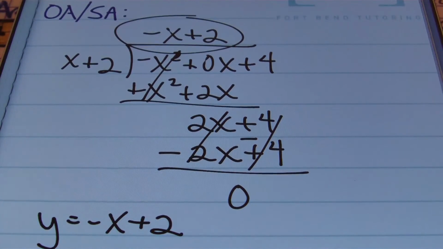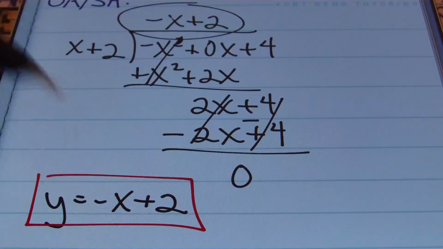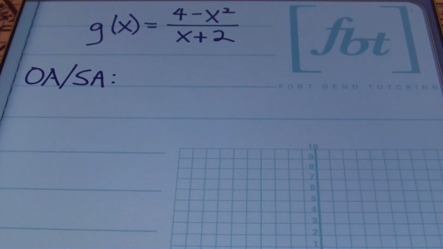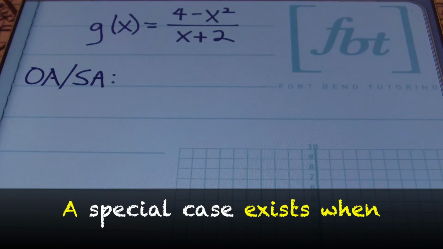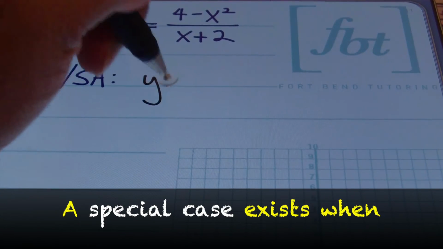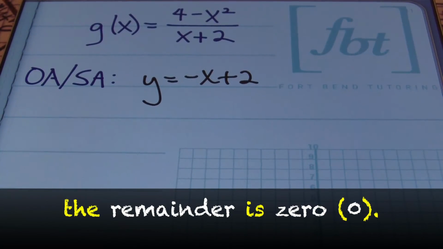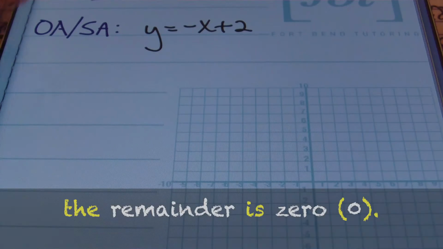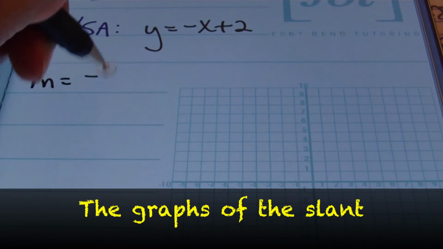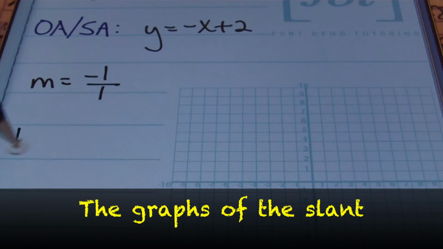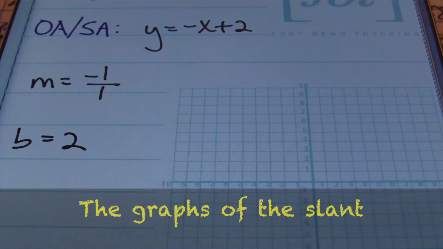All right, let's go ahead and box it up. All right. And let's go ahead and graph this. So here we have g of x equals 4 minus x squared divided by x plus 2. Your oblique asymptote is going to be y equals negative x plus 2. And then the graph of this is going to call for a slope of -1, and I'll write it as -1/1, and your y-intercept is positive 2.